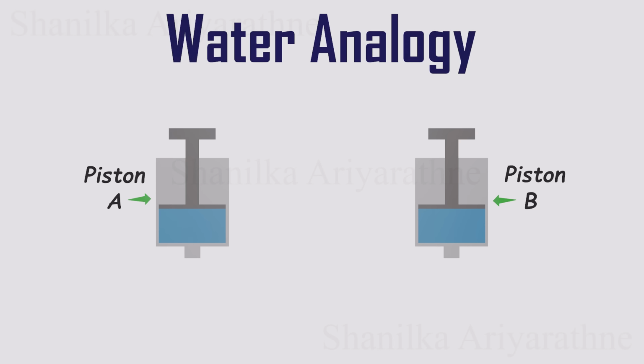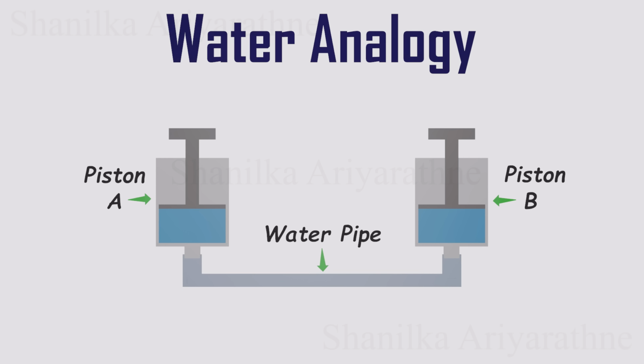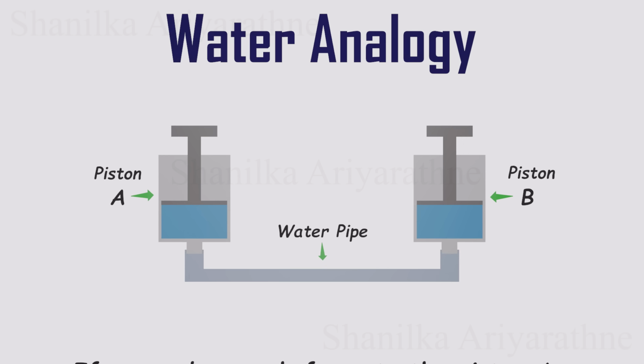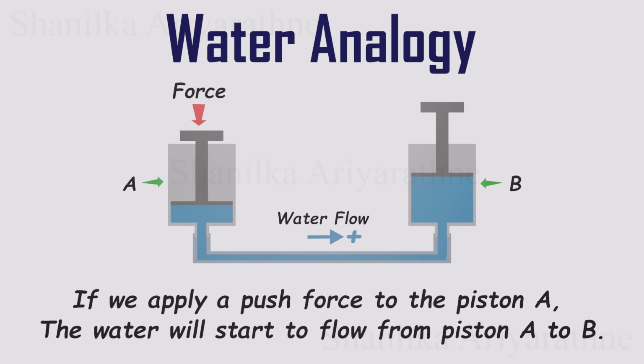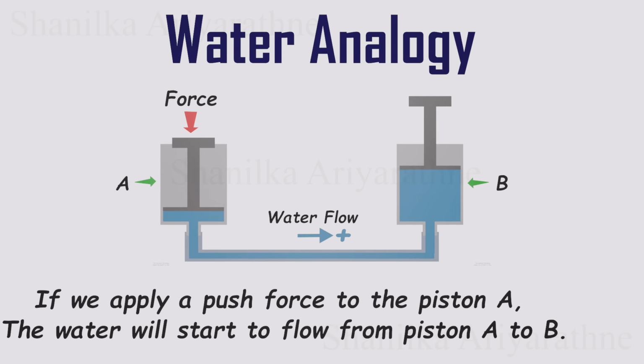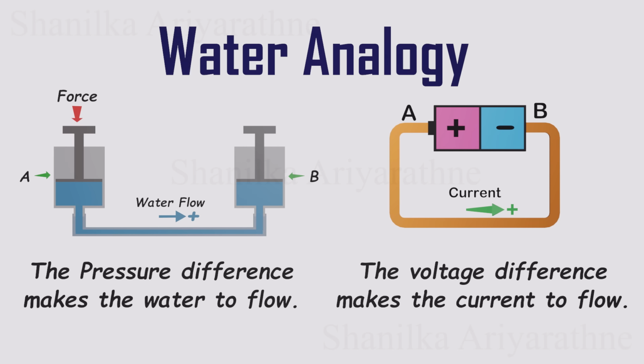Using the water analogy, we can understand the behavior of capacitors more easily. Imagine two pistons, each containing water, connected by a pipe. When we apply a constant force to piston A, water starts flowing to piston B due to increased water pressure. This phenomenon is akin to the flow of electric current in a circuit.